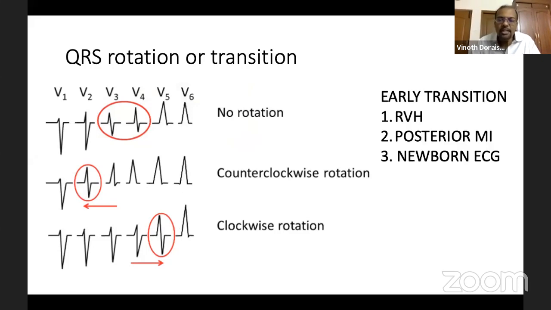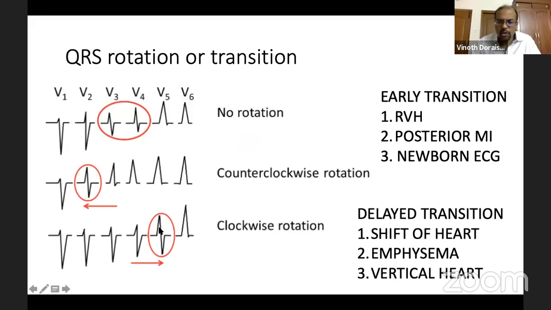For example, if you have an early transition or a counterclockwise rotation, it could be a right ventricular hypertrophy, a posterior MI, or a newborn ECG. If it is a clockwise rotation where the transition is delayed, it could be a shift of the heart. Patients who have dextrocardia, because the heart is on the right side, the left leads do not get any complex. So they will have only S waves, even up to sometimes V5 and V6. So shift of the heart, emphysema, and a vertical heart will have a delayed transition.